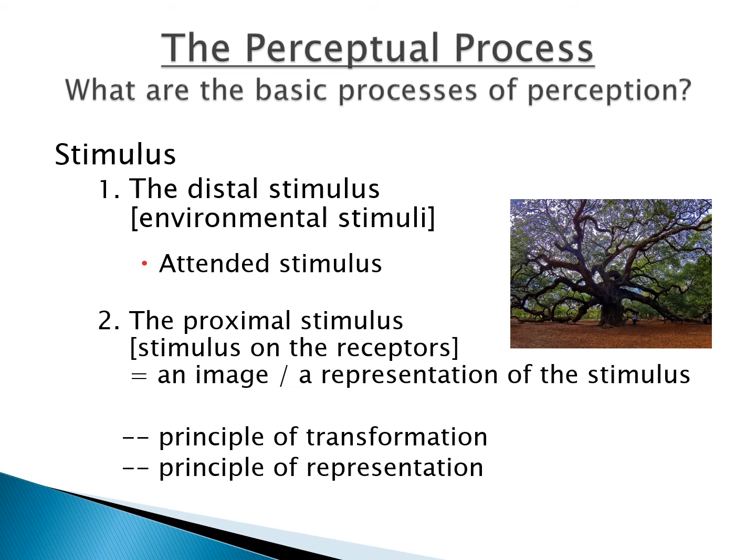Okay, so this perceptual process. What are the basic processes of perception? Well, we're going to start, again, and it's going to be described in this very bottom-up fashion. I'm going to start with the stimulus, and I'm going to distinguish between the distal stimulus and the proximal stimulus. The distal stimulus being the environmental stimuli, whatever is actually out in the environment. So in this case, the angel tree.